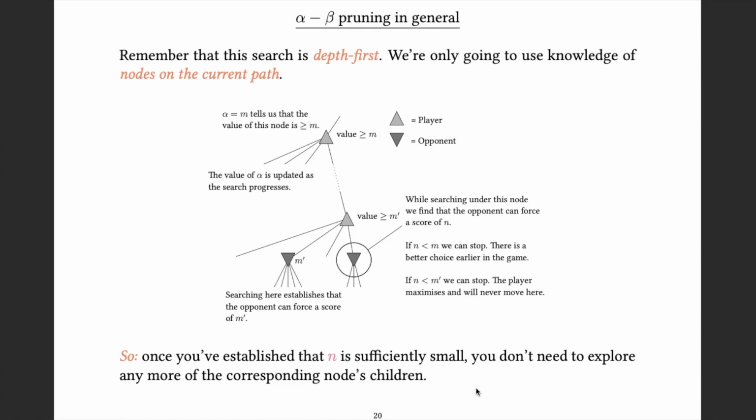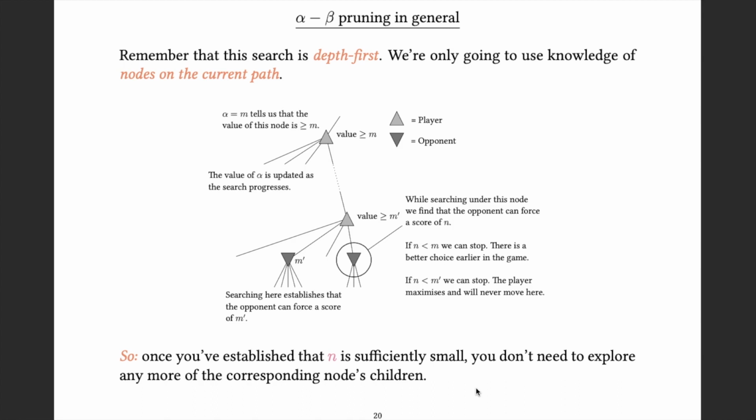Now we get down to the node for min at the bottom right. While we're searching under there, we're going to establish that min can force particular values should the game ever reach this point. The key observation is that if we establish that min at the lower right node can force a score of n, which is less than m, then we can stop, we can prune. Okay?